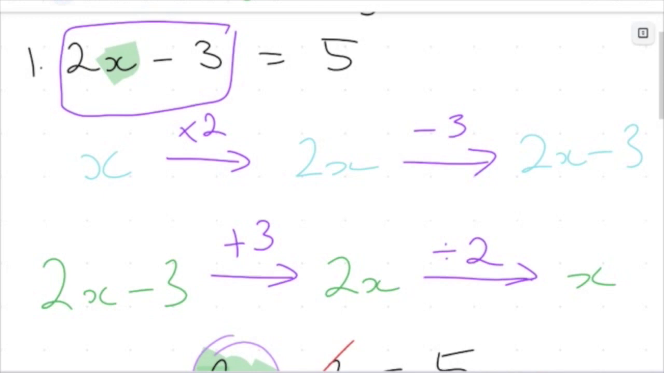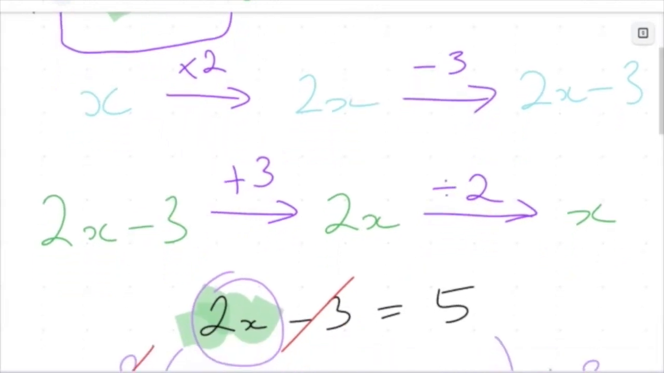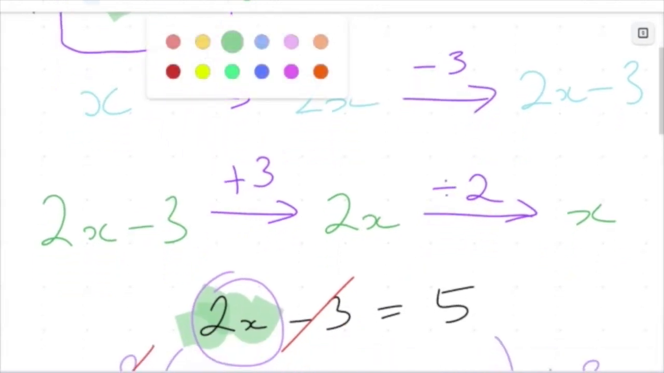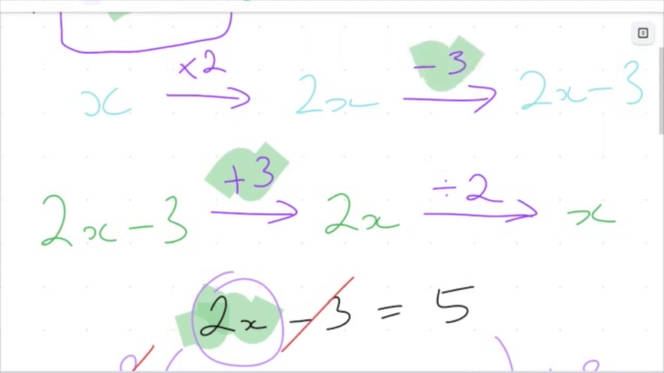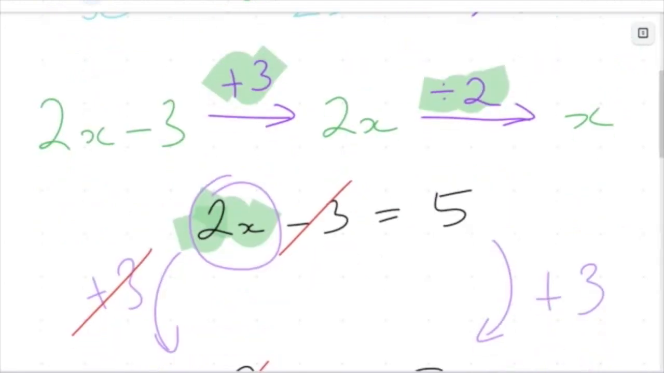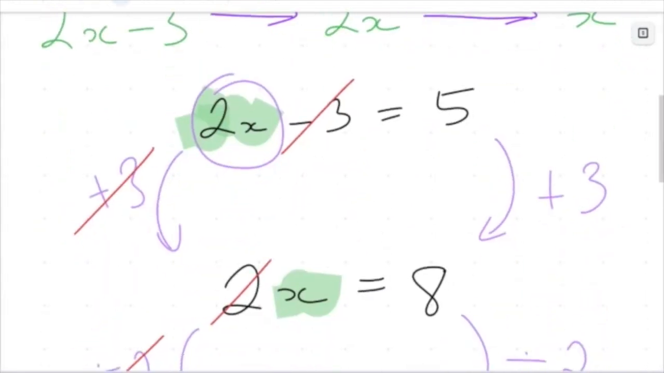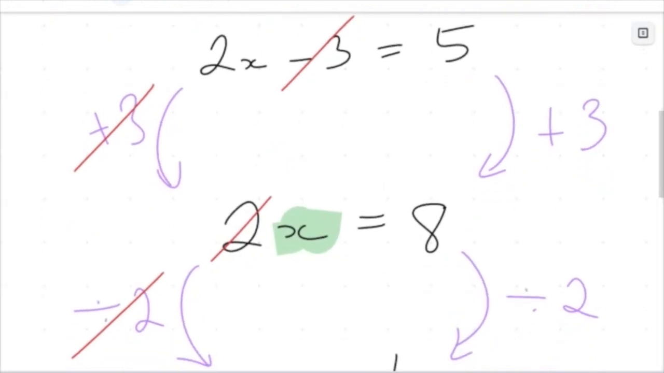So to go back the other way, I take the last thing I've done, which is minusing by 3, and do the opposite. And you can see here, for example, these are opposite operations. Adding something is the opposite to subtracting, and dividing is opposite to multiplying. And then this is how we can eventually model our answer. This is how we can show working out.